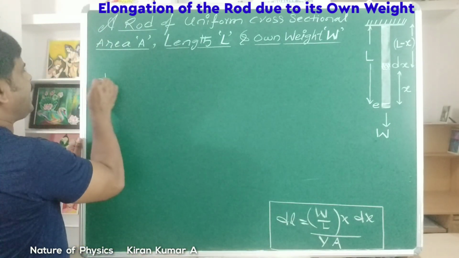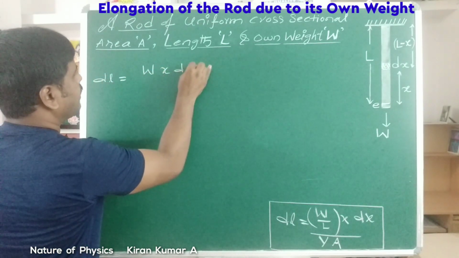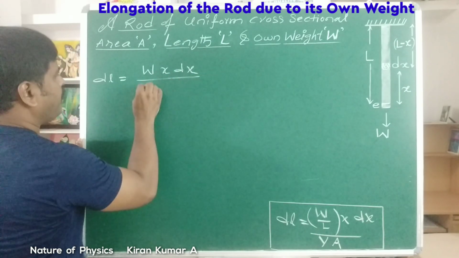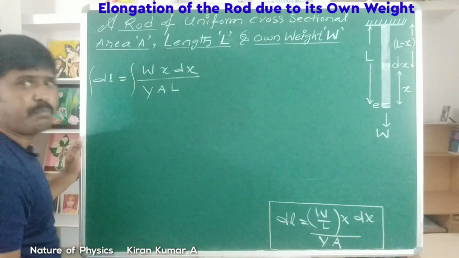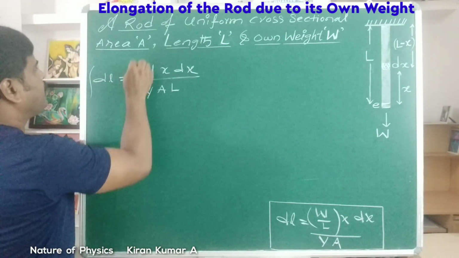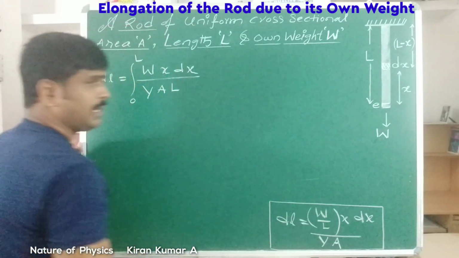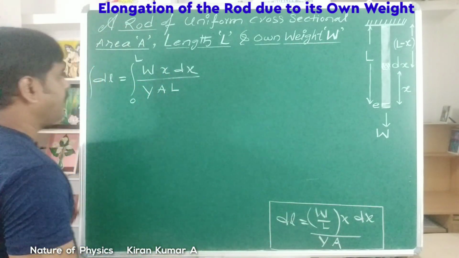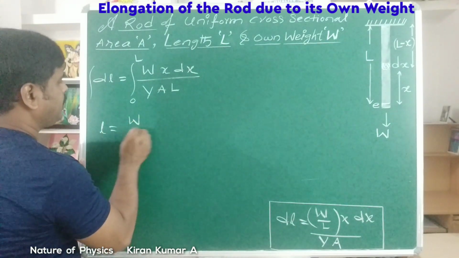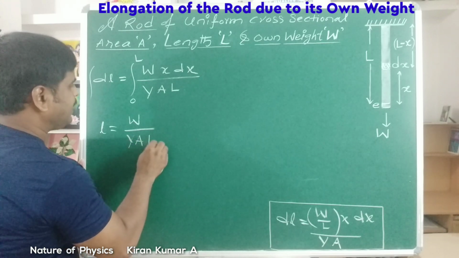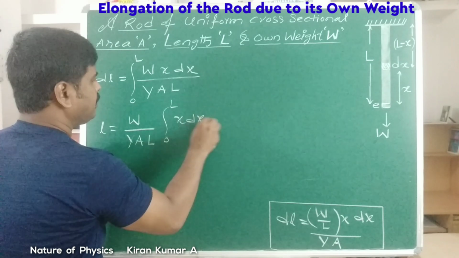So dl is equal to Wx into dx over YAL, and integrating on both sides with limits 0 to L. So 0 to L, where L is the length of the rod, and the integral of dl is E. Okay, W divided by YAL is common, and the integral from 0 to L is x into dx.